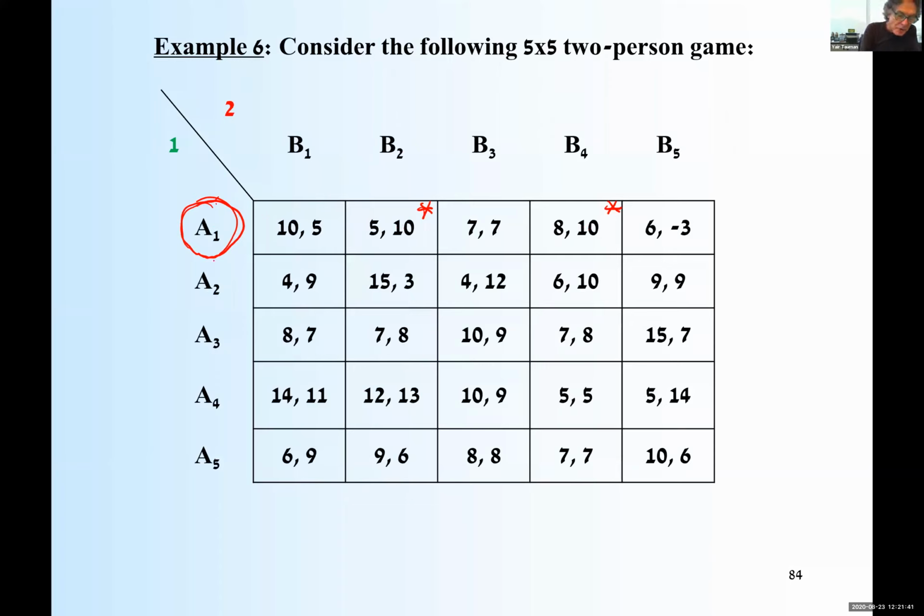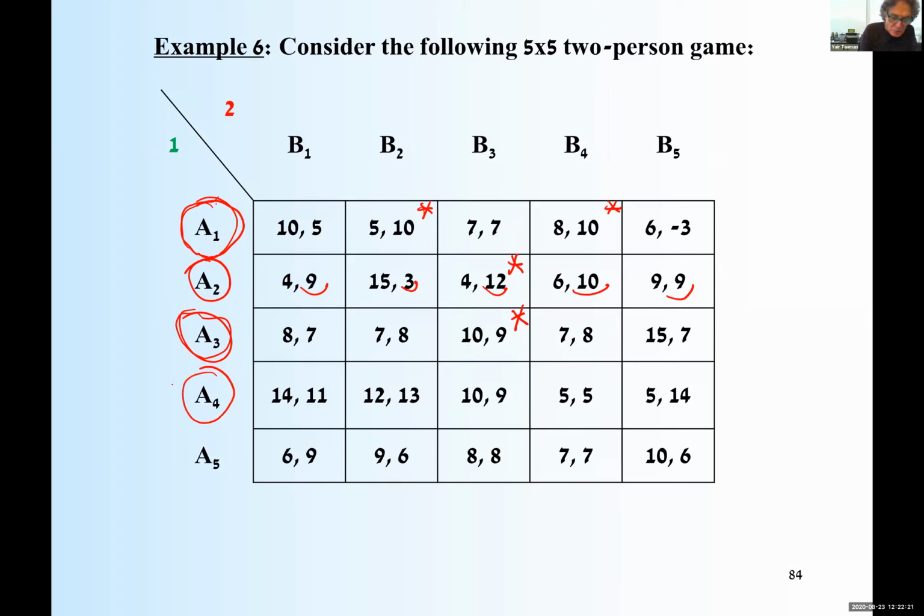Good. And what if I play A2? Namely, what is your best reply strategy? I compare the column, 9, 3, because this is your payoff: 12, 10, 9. 12 is the best. I designate here 12 on the right side. Suppose I go to A3: 7, 8, 9, 8, 7. 9 is the highest. So if I play A3, your best reply is to play B3. You get 9. You have no incentive to deviate.